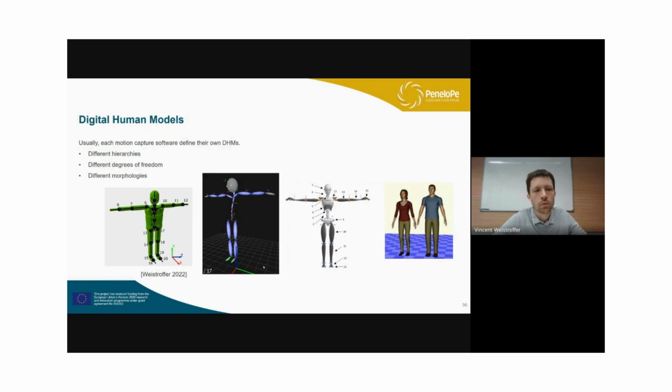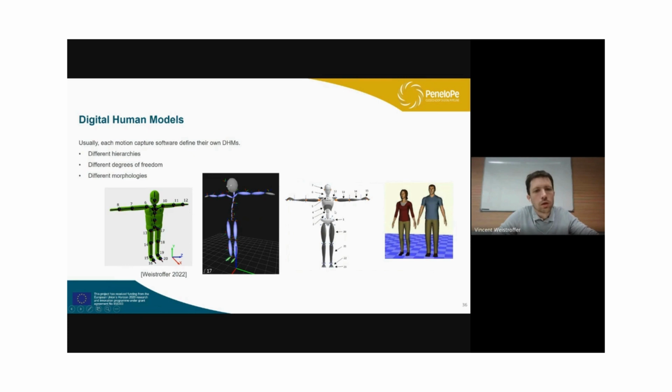I gave you some examples here. The left side of the slide is for the XR Ergo software. So you have a specific bone hierarchy, and you have specific bone colliders. You have specific joint degrees of freedom. The picture in the middle is quite an old picture from the ART human software. As you can see, you also have a specific bone hierarchy with different degrees of freedom for the lumbar spine.